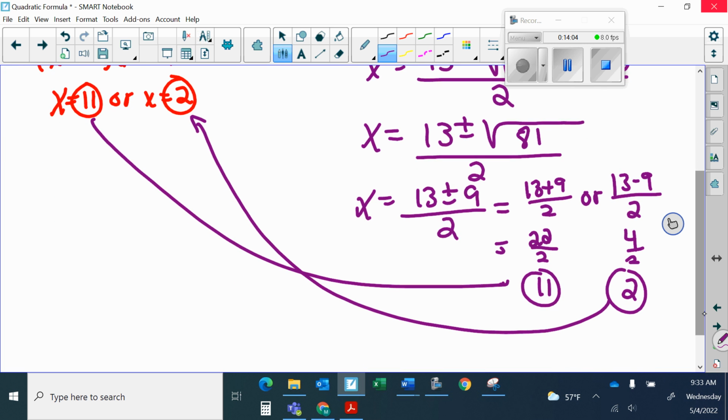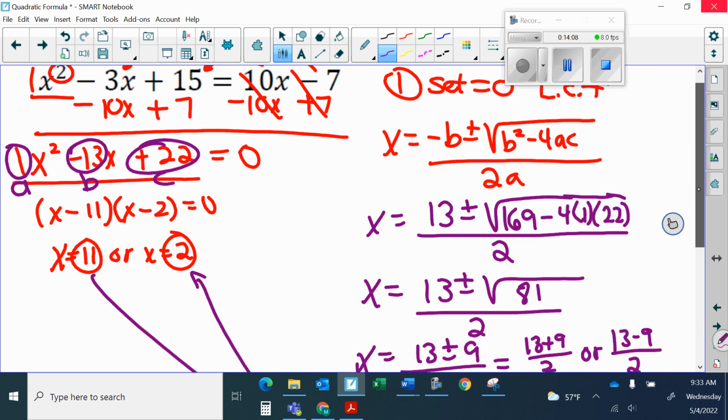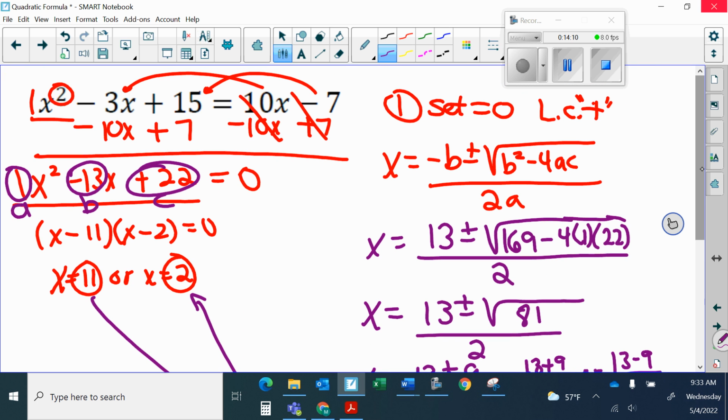Okay, of course, just like any equation, I could take those 2 answers and plug it back into the original equation and check if I plugged them into all the x's here that both sides would be equal. Okay, so that's how you use the quadratic formula.